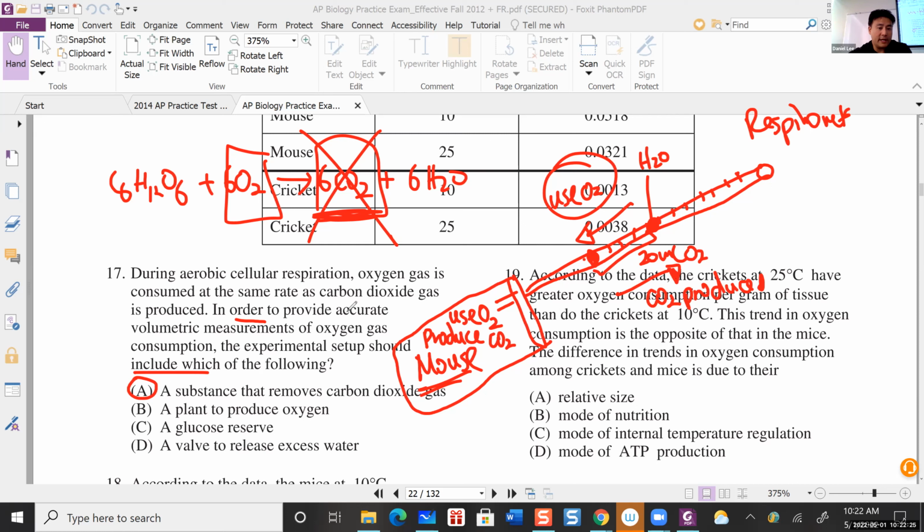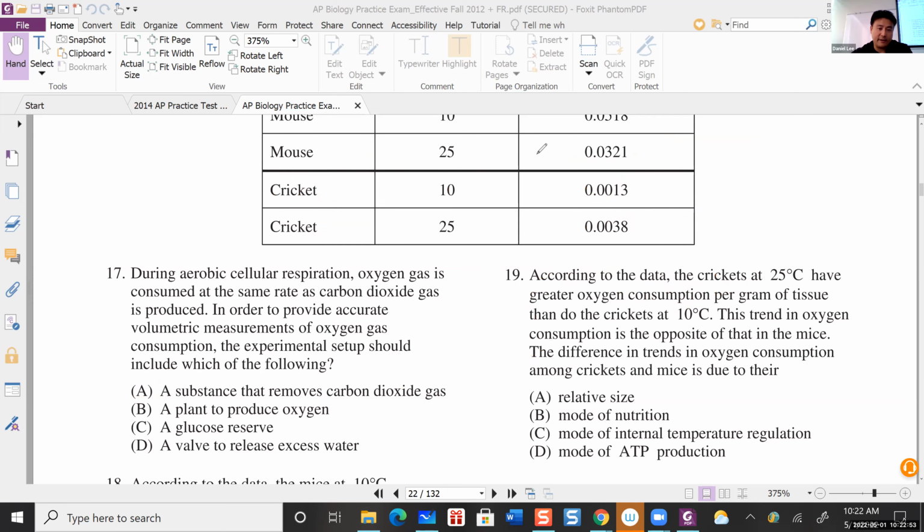So in order to get an accurate reading, you've got to put in a substance that removes CO2. A lot of the time they put a cotton swab here, and then they put potassium hydroxide or sodium hydroxide. These hydroxides absorb the CO2 produced by the mouse, so that the water will indeed go down as oxygen is being consumed. All right, that is a fine detail in the respirometer, okay? So that would be the answer for part 17. You have to kind of know it. All right, let's look at the next one.